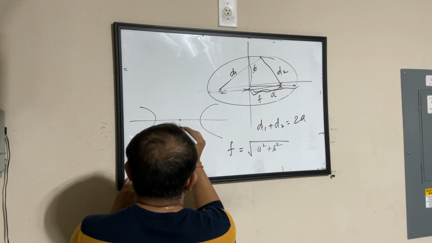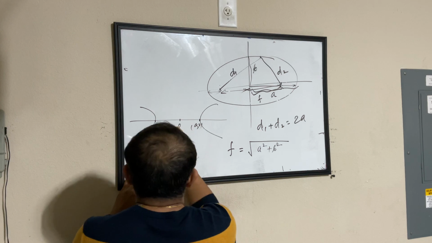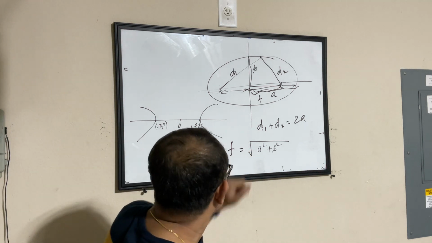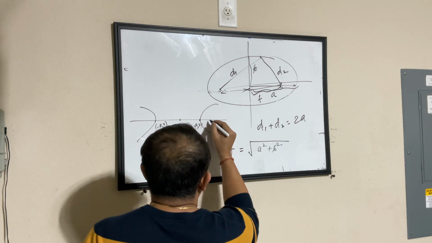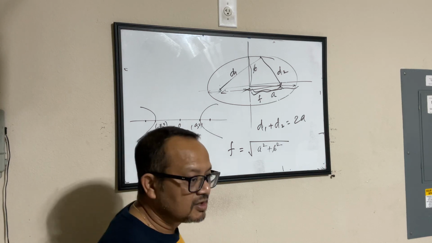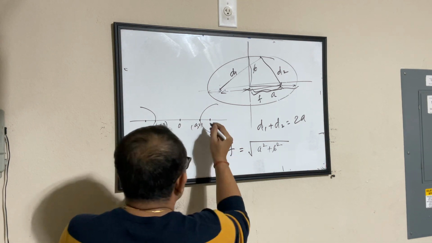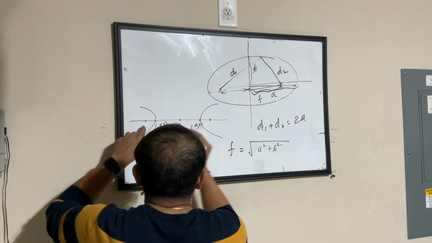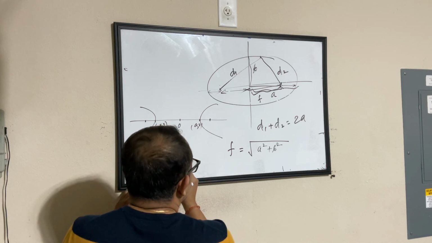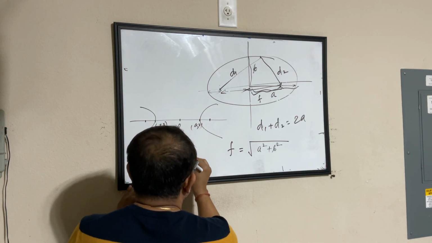If this is my origin, this is my vertices, a comma 0, this is minus a comma 0. So here it says this also has a similar property where, let's say, this point and this point are called focal points or foci of the hyperbola. So here also it says the same thing. This will be equidistant from the vertices. This is symmetric again.